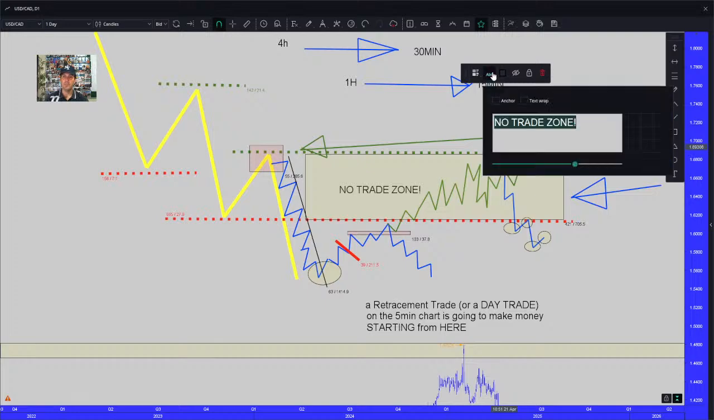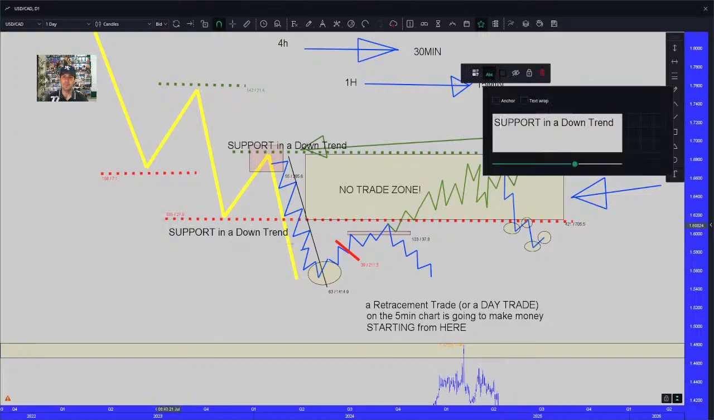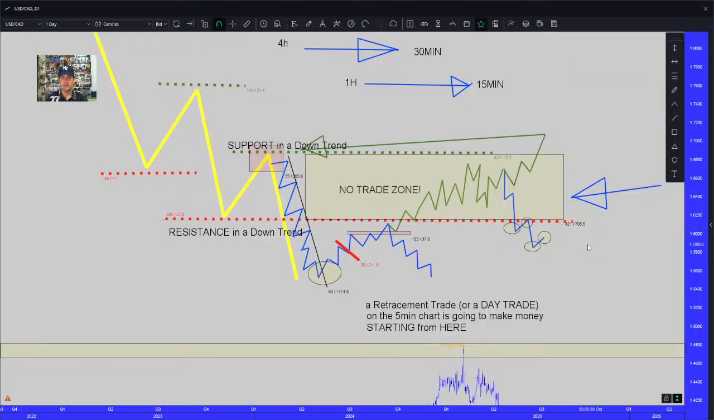So this would be support in a downtrend. The red line is support in a downtrend, and this is resistance in a downtrend. Resistance in a downtrend, support in a downtrend. This is the no trade zone on the monthly chart affecting the smaller time frames. On every time frame, everybody, makes sense? On every time frame. Okay?